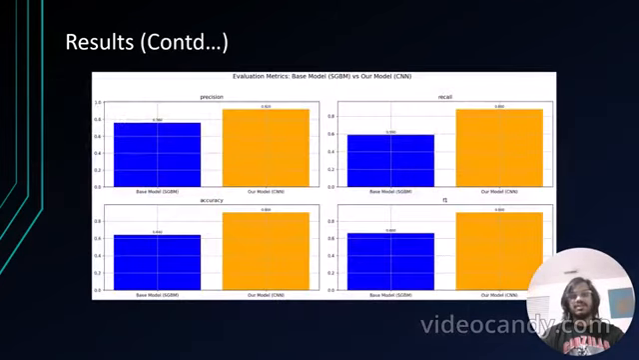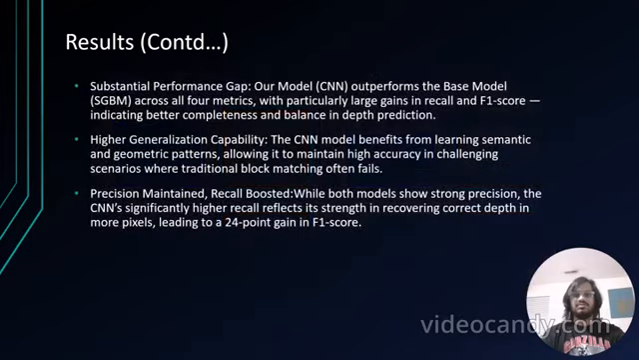Now, as for the results of the metrics, we have drawn a comparison here based on the data set, aggregating over all the different values in the data set. As you can see, our model outperforms the traditional approach in all four of the metrics. So there's a substantial performance gap. Our model outperforms the base model.